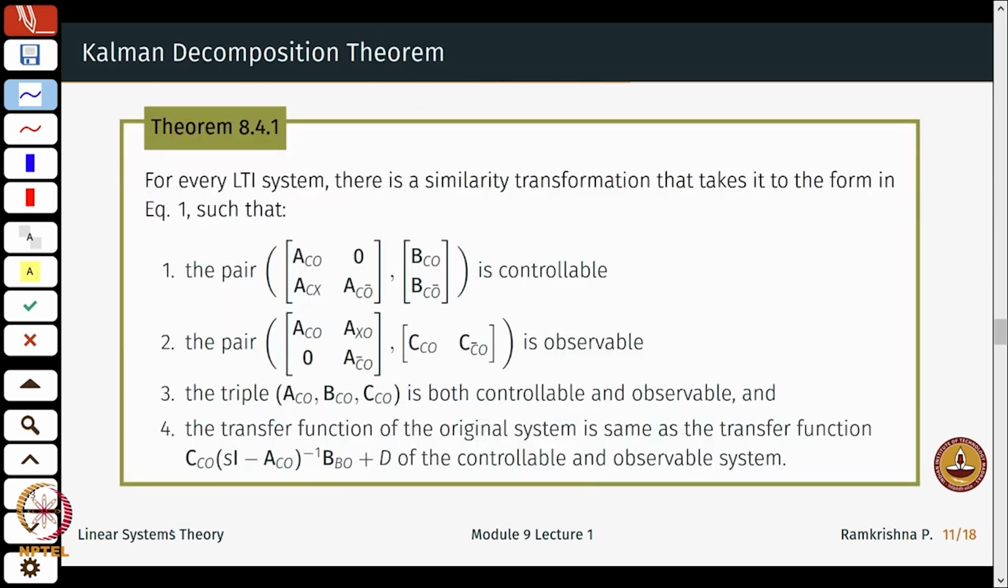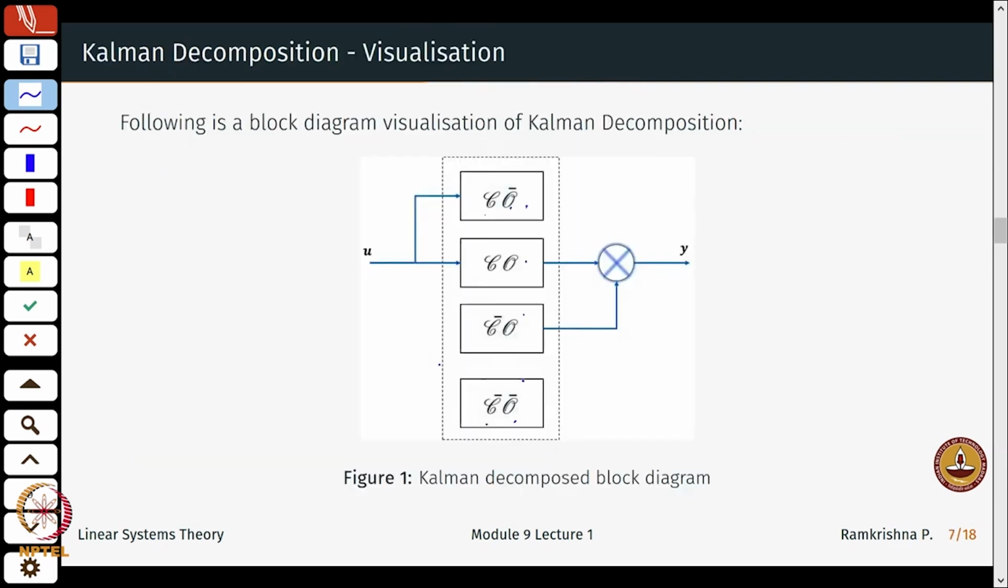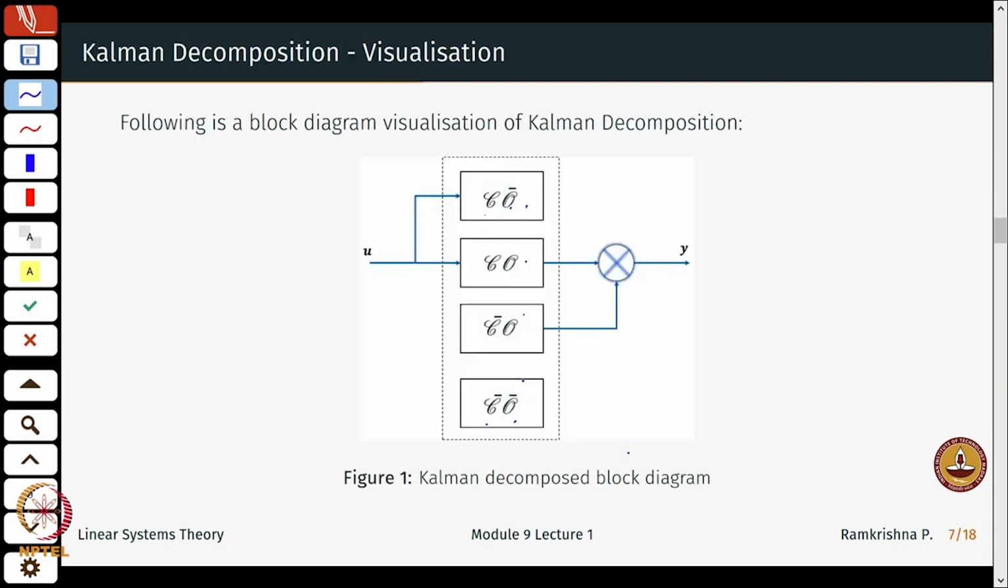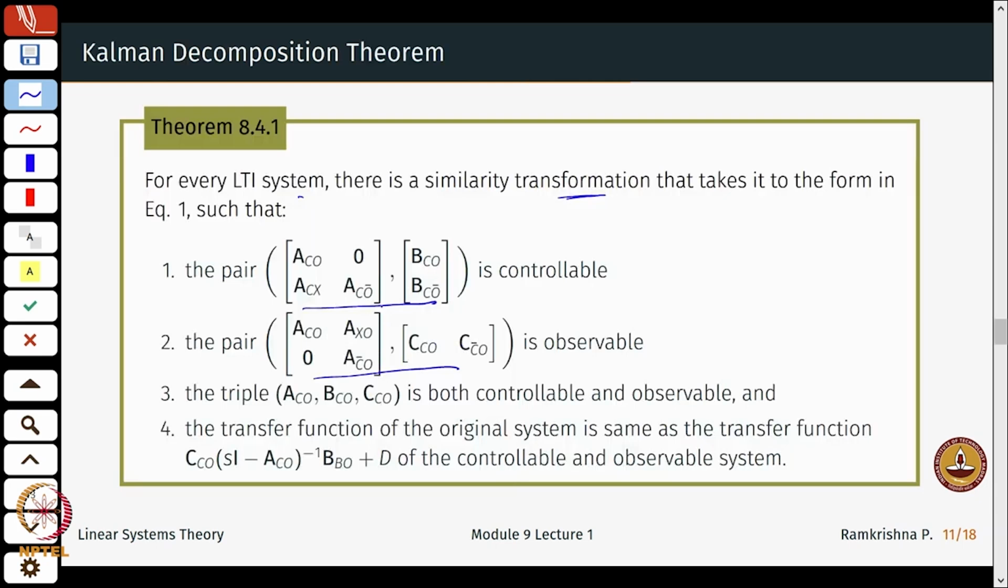Okay. So, now, what we have derived so far is the following. For every LTI system, there is a similarity transformation which we just derived, that takes it to the following form in such a way that this pair is controllable and this pair is observable. You see, from the expression you can see, this is the controllable. So, you have controls entering here and no controls going here. So, these two pairs are controllable. Then, this is a controllable pair, this is an observable pair.